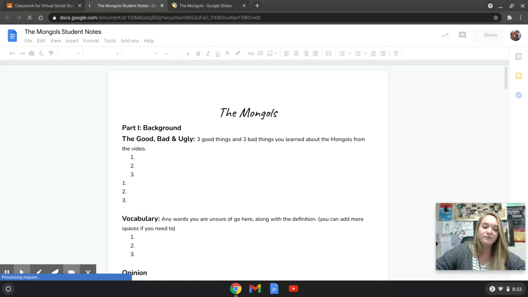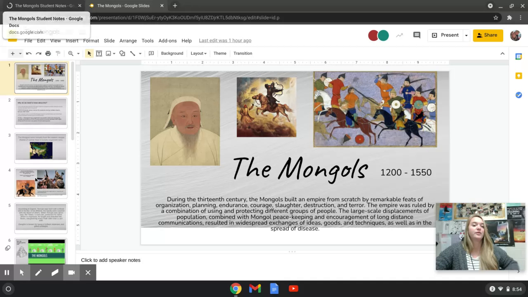Maybe if I close that tab out, it'll load. Okay, so once you open this, it's just some information and some pictures. These are our I can statements, and the standards, what I'm required to teach you. And this is just some information that you've probably seen before, but you can't see this stuff too many times. All right, here's the video. So this is the video that you're going to watch. As you're watching, you can do a split screen or however works best for you. And you're going to put 3 good things about the Mongols and 3 bad things.